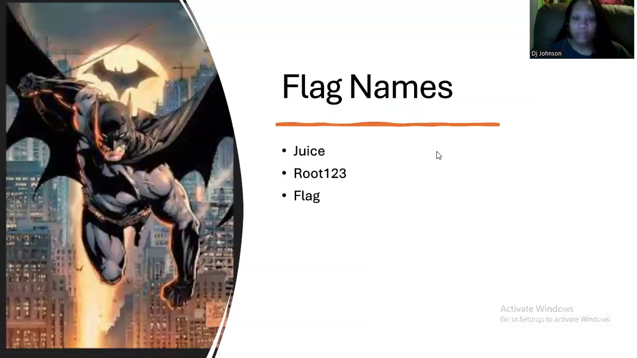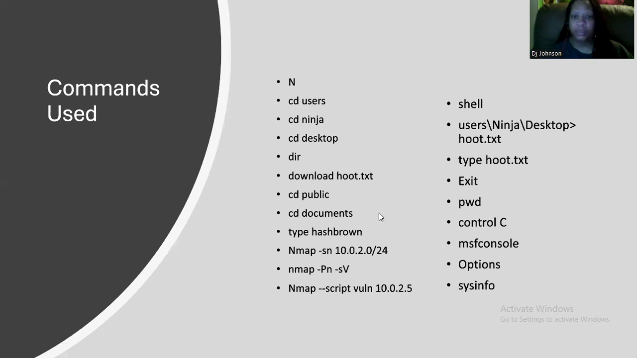So our flag names were juice, root 123, and flag. Here are some of the commands that we used along the way. Everything from CD users to sysinfo, just looking around to look for those flags. We did a lot of CD desktop, CD users to try to find different files. Of course, just like most of us, a lot of it was hidden on the desktop.